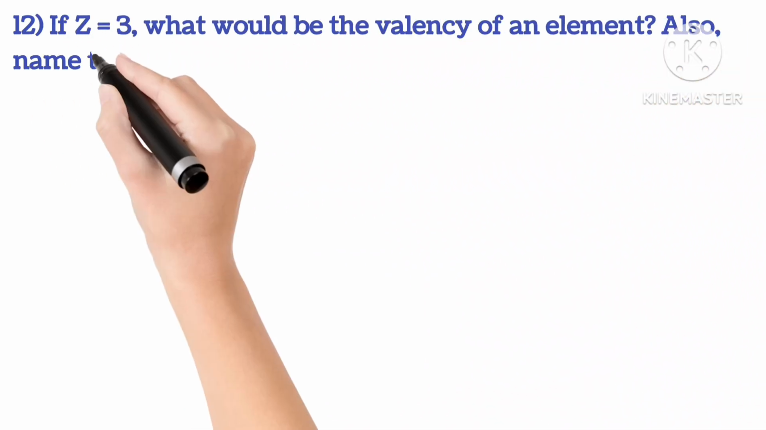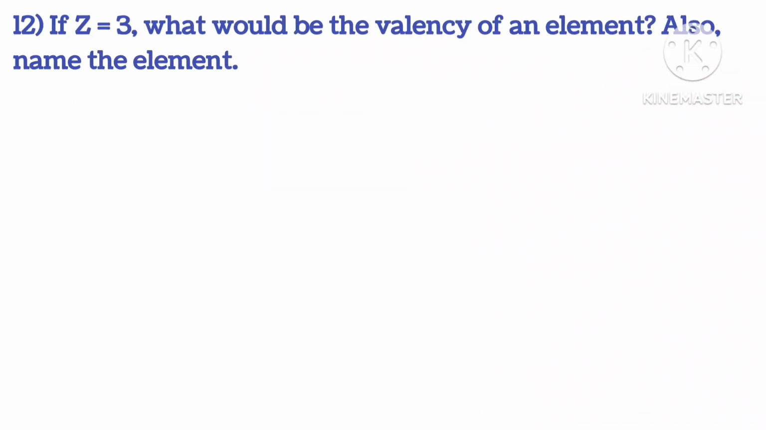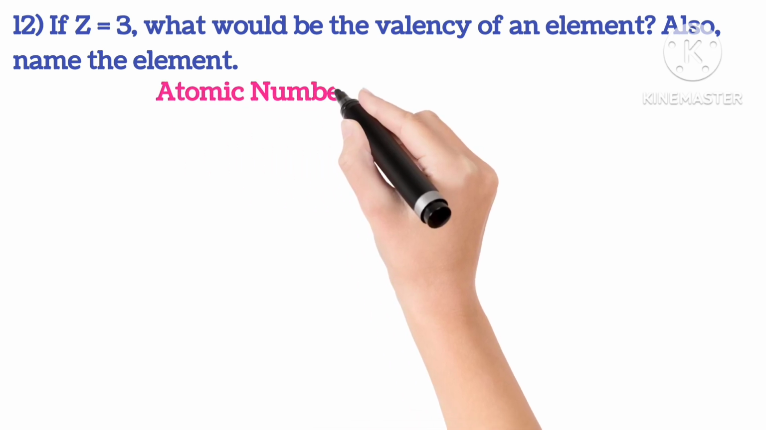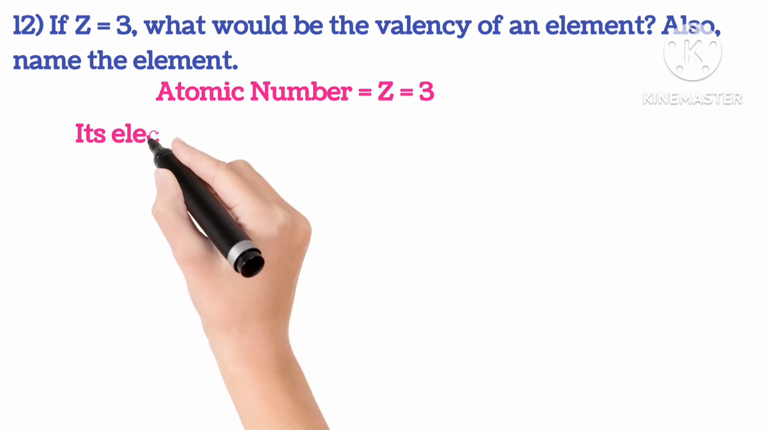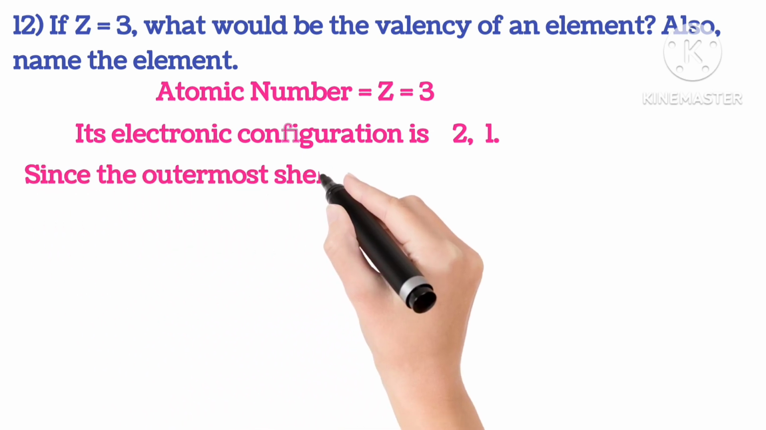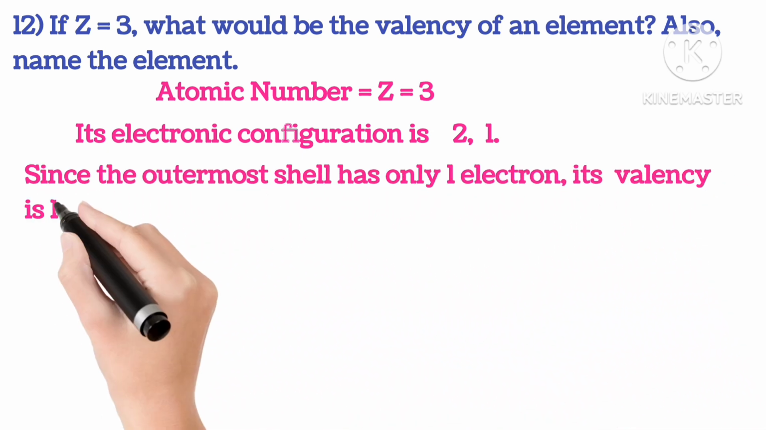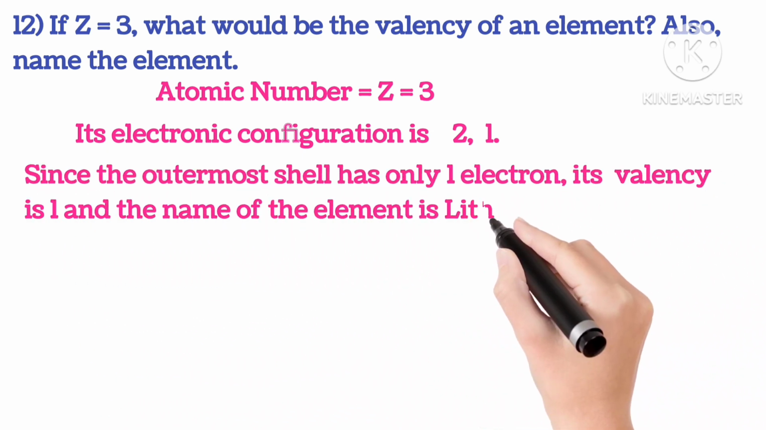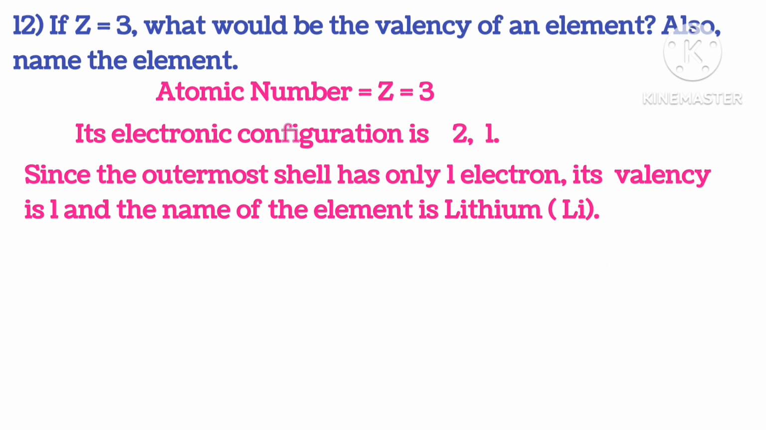If Z is 3, what will be the valency of the atom? Also name the element. So the atomic number is 3 here. So the electronic configuration will be 2, 1. Since the outermost shell has only 1 electron, its valency is 1 and the name of the element is lithium.